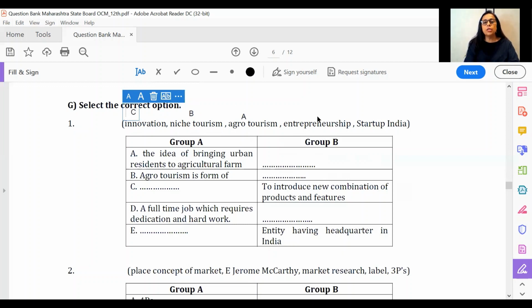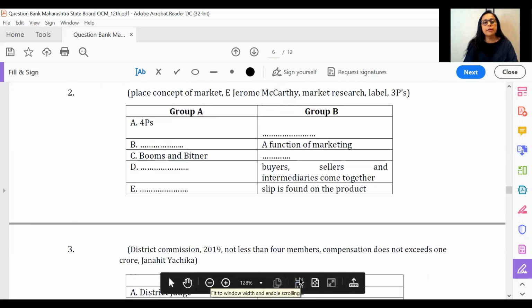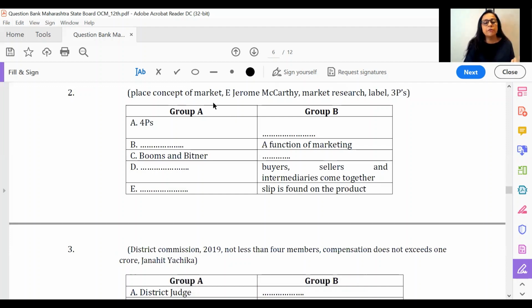Full-time job requires dedication and hard work. Once more, yet another objective on entrepreneurship development. And the last one, please remember this objective. Startup India is an entity having headquarters in India. So any startup has to be something which has been set up in India itself. If you will see, out of these 5, there are 3 which are from entrepreneurship development again. Similarly, we will just quickly revise through this. Now this entire placement has to be done. The options are given in the bracket, so that makes it very, very simple.